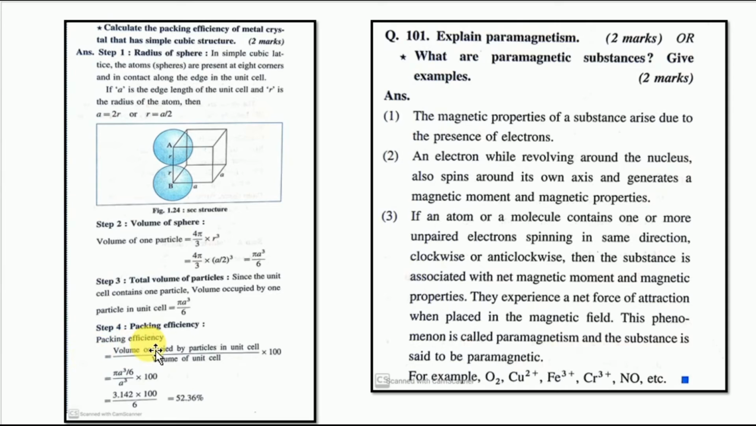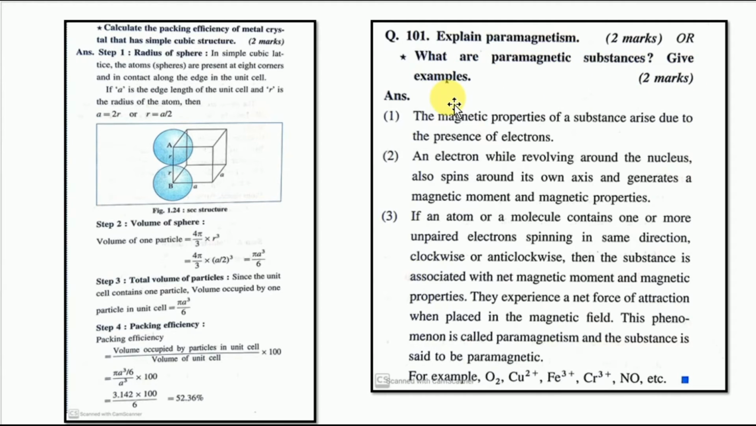Step 4th is packing efficiency. Packing efficiency is equal to volume occupied by particles in unit cell upon volume of unit cell into 100. So after putting the value, pi A cube upon 6 upon A cube into 100 is equal to, pi value is given, 3.142 into 100 upon 6. So your answer is 52.36%.